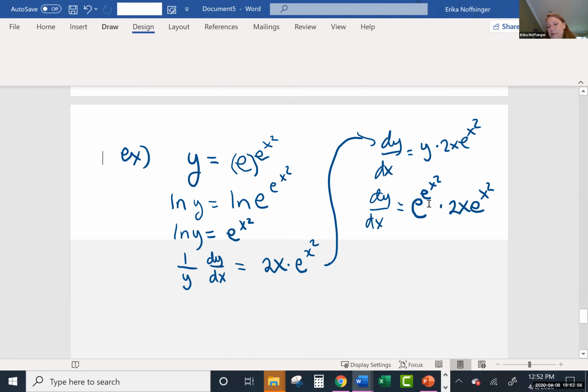I notice I have the same base of e. I could technically, if I really wanted to, remember if you're multiplying with the same base, you add your exponents. The thing is, if I add my exponents, e to the x squared and x squared, they're not like terms and I couldn't simplify it. So I might as well just leave it like that.